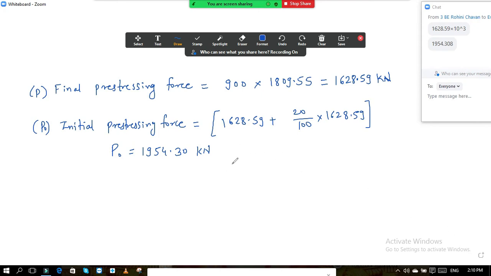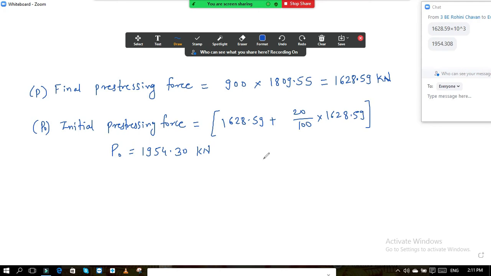What is the dimension of our beam? Our width of flange is 500. Our overall depth is 1205. Our thickness of flange is 120 and thickness of web is 120. So we can calculate the self weight of the beam, and after that we can calculate the dead load moment. Are you getting my point?